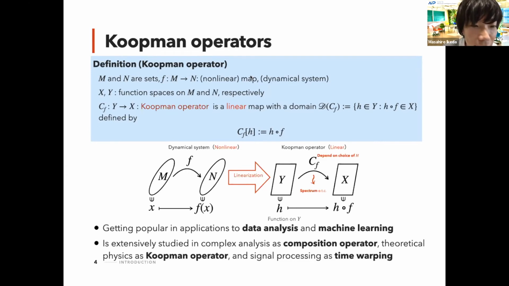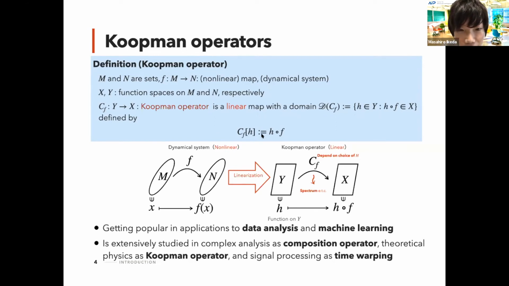C_F is an operator from Y to X, a linear operator with a domain. The domain of C_F is defined like this: H in Y such that the composition of H and F is in X. And then the Koopman operator is defined by the composition of H and F.